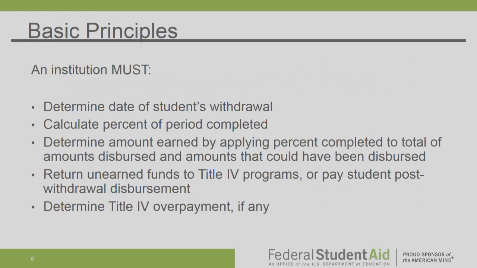As you will see later on, there are a myriad of timed activities required of the institutional staff in order to complete all the required tasks. Among them are what's listed on this slide. An institution must determine the date of the student's withdrawal, calculate the percent of the period completed by the student, determine the amount earned by applying the percent completed to the total of amounts disbursed and amounts that could have been disbursed, return the unearned funds to Title IV programs or pay the student a post-withdrawal disbursement, and determine if there's any Title IV overpayment.